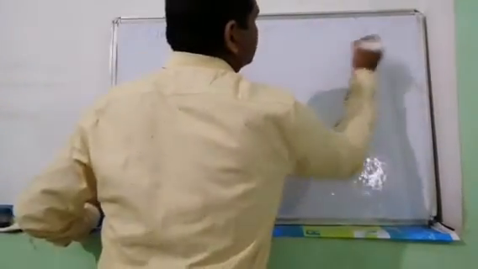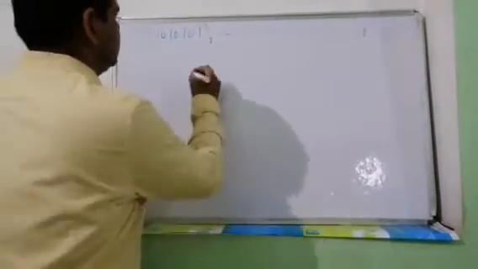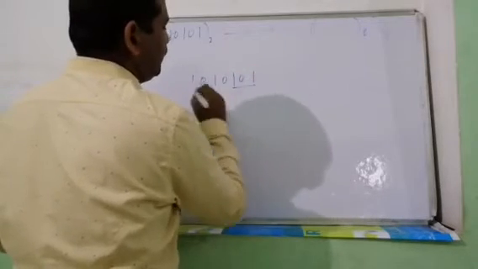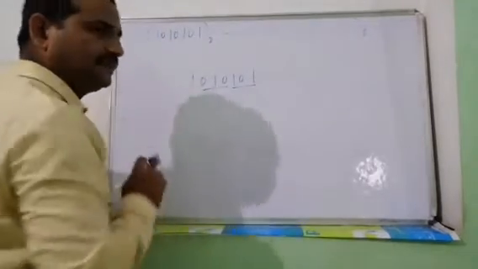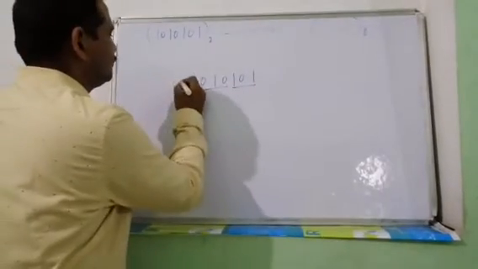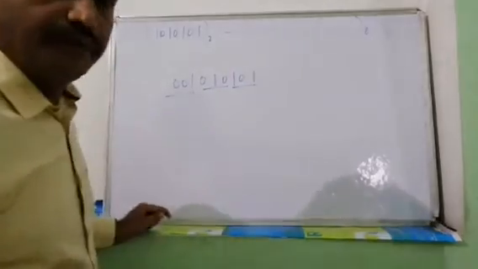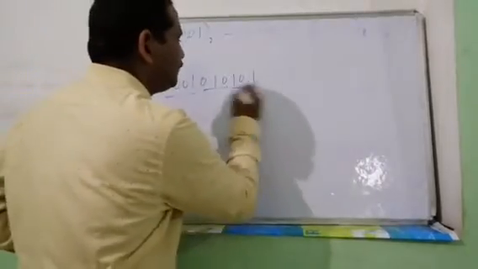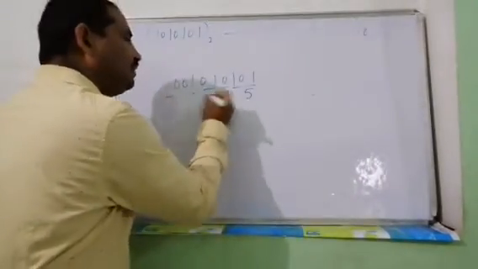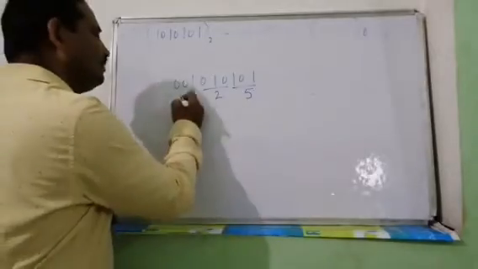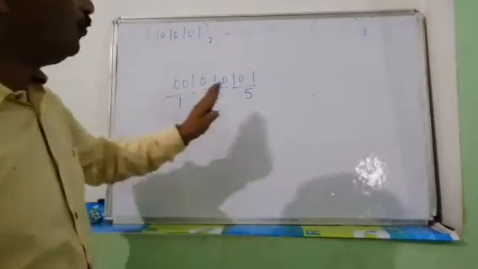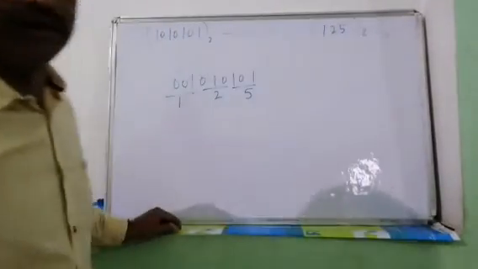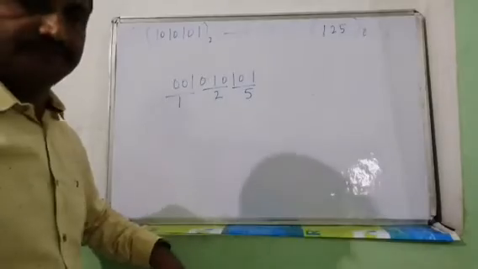Binary to octal. 101010 001. One is left, so we can add 2 zeros to make a group of 3 digits. So 101 will be 5, 010 will be 2, 001 will be 1. 1 2 5, 125 is the octal of this binary number.